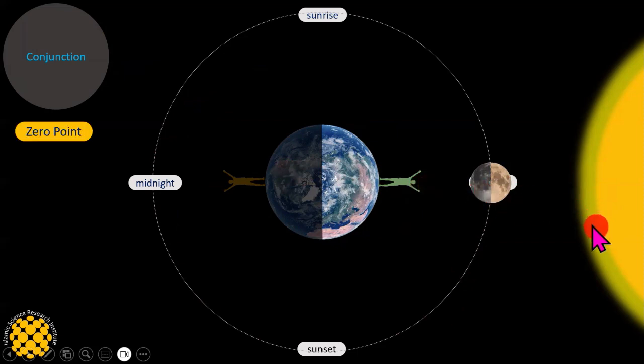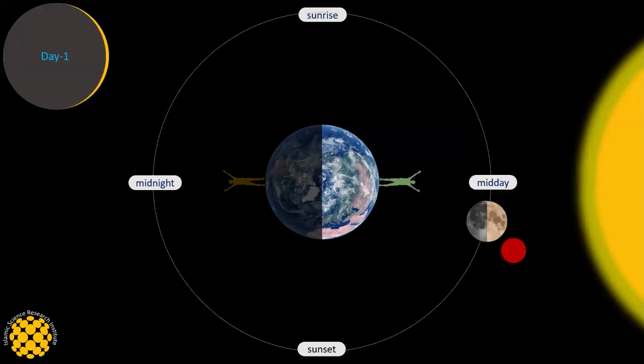The inset in the upper left corner shows the appearance of the moon's phases. At conjunction, no part of the moon is illuminated. This is the zero point described in Surah Ya Sin, 39 to 40, known in astronomical terms as the new moon. On the first day, the crescent moon forms, as shown in the inset.